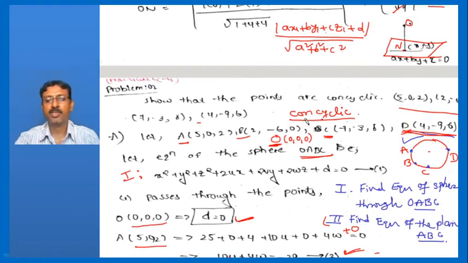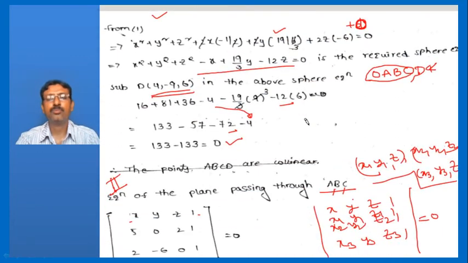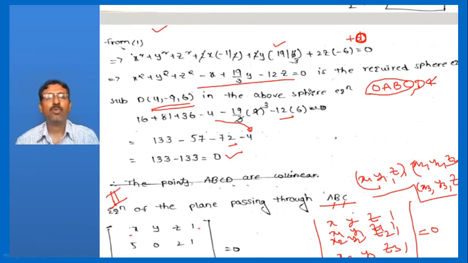4, minus 9, 6. Substitute: 4 square is 16, minus 9 square is 81, z square, 6 square is 36. Minus 4, minus 19 by 3 into 9, minus 12 into 6 equal to 0. Finally we get minus 133, minus 57, minus 72, minus 4. 133 minus 132, 33 equal to 0.